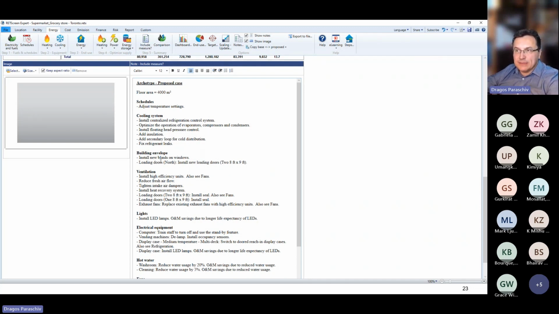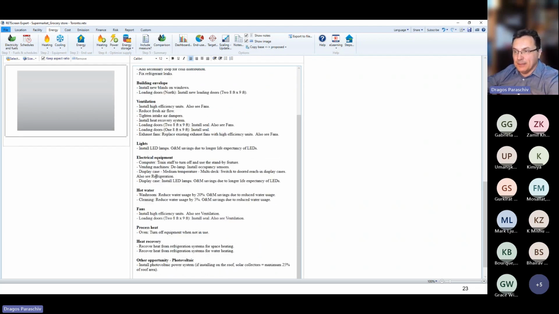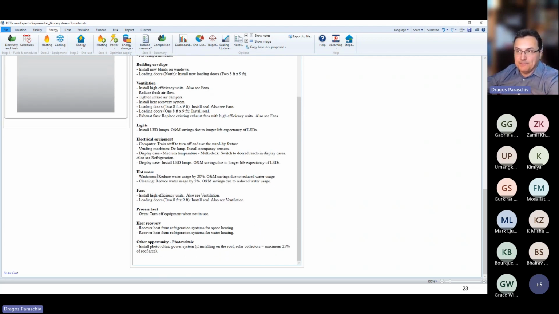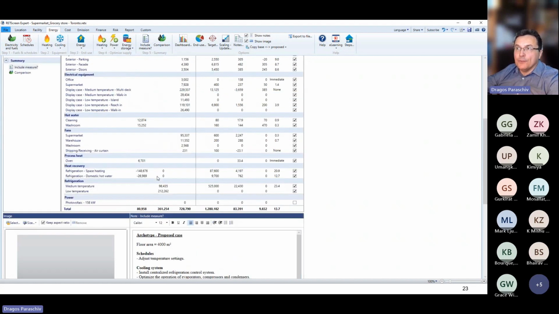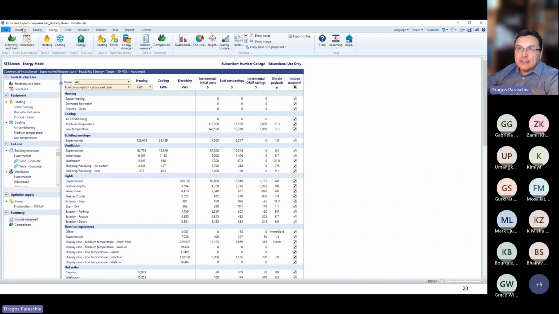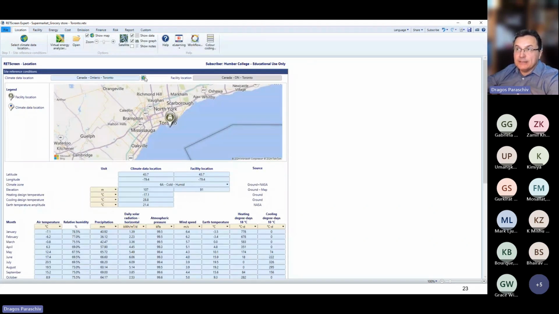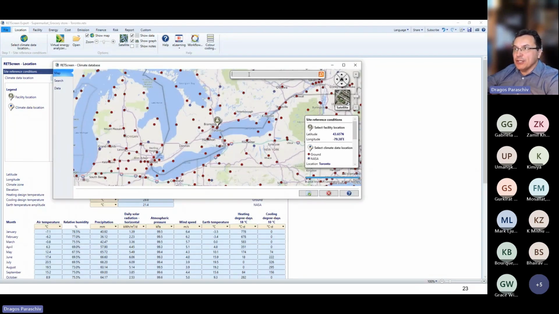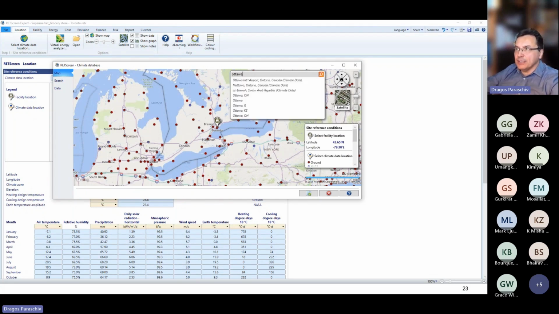So these types of measures are a source of inspiration that we can use in our project, and that's how best we can use this store. So if you have a store that's located not in Toronto, but let's say in Ottawa, the easiest would be to change the location. So I just select the location in Ottawa.